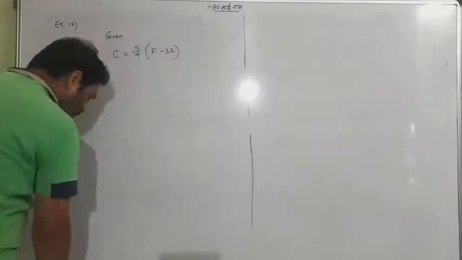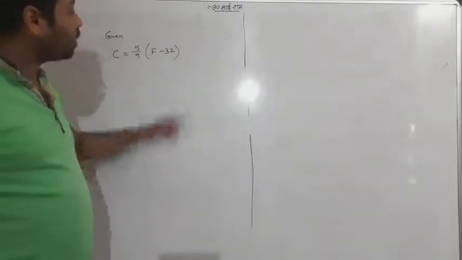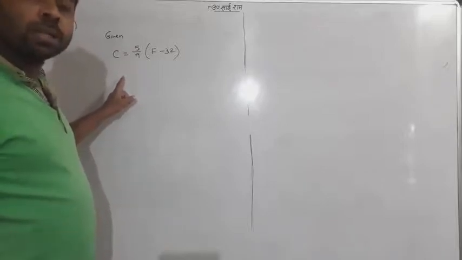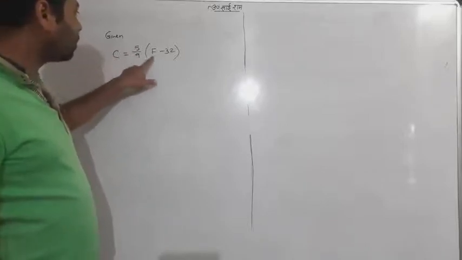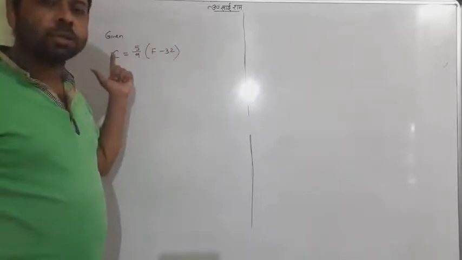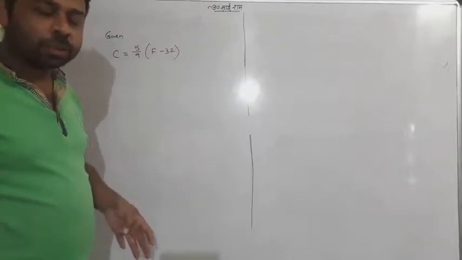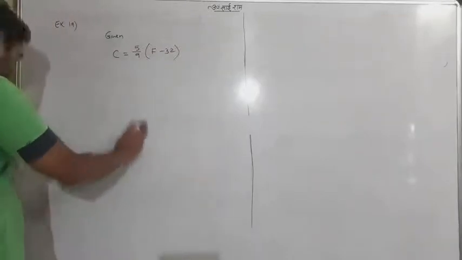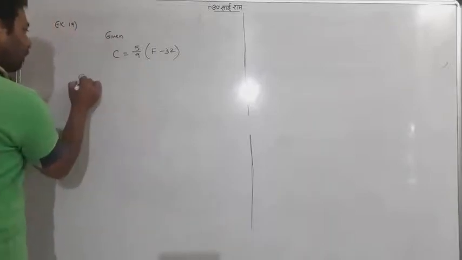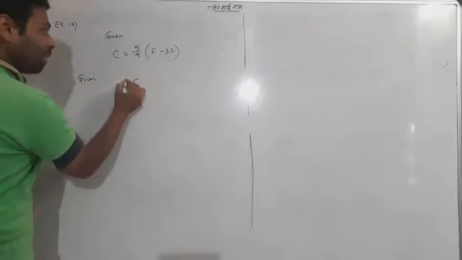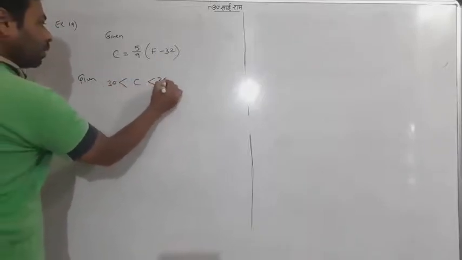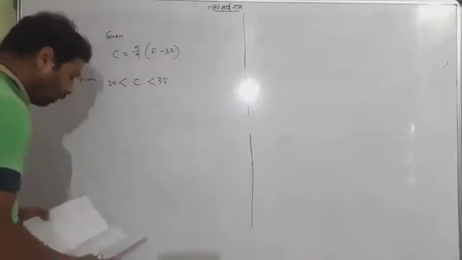Let me explain something: this is a simple formula which tells the relation between degree Celsius and degree Fahrenheit. It's a very genuine formula. You have read it already in class 9th or class 10th in science. So whatever we are given, the temperature in degree Celsius is given between 30 and 35. This is not from my side. I tell you that it is given in the book.